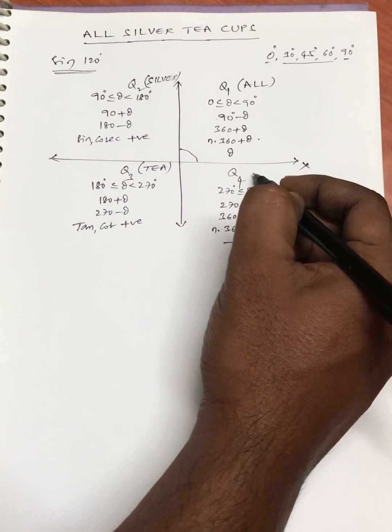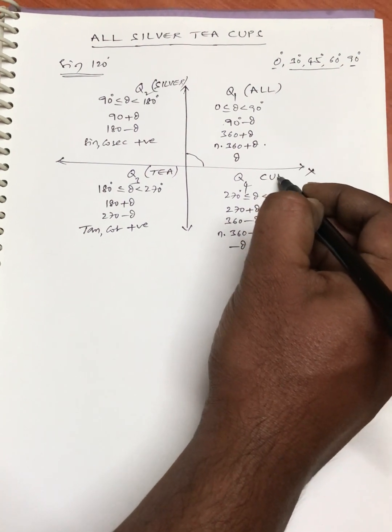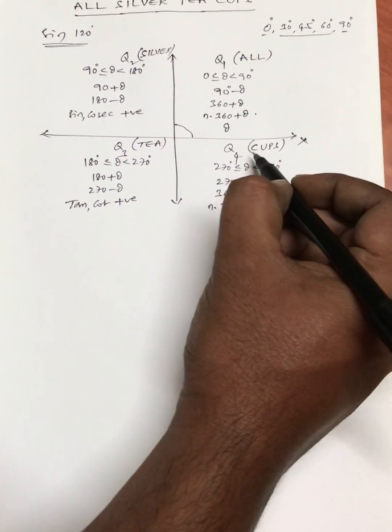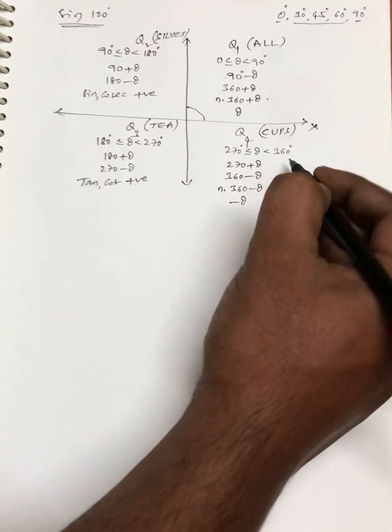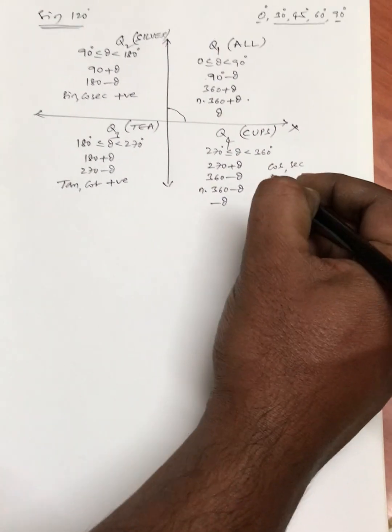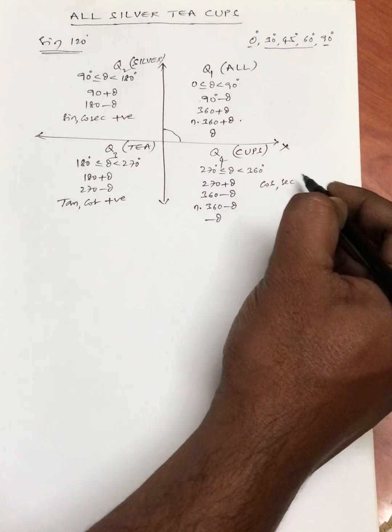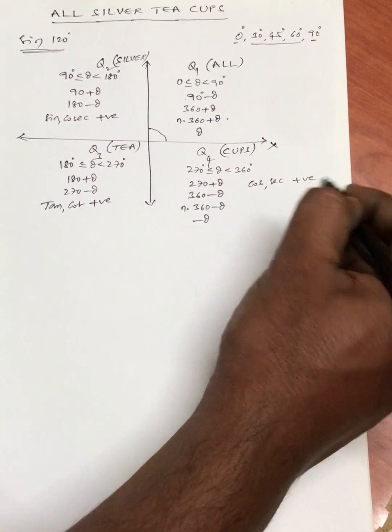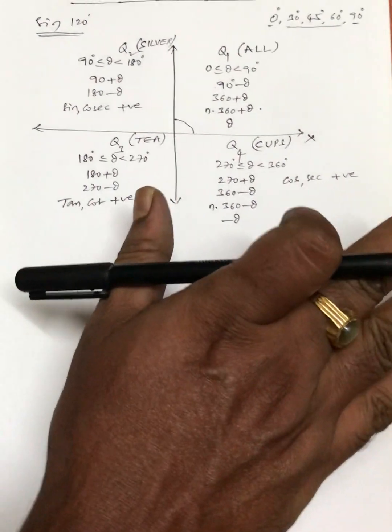Next, for the fourth quadrant, the word that belongs to it is "cups". Here the word cups starts with C. In C, we have the ratio cos and secant. So cos and its reciprocal secant are positive and the remaining ratios are negative.